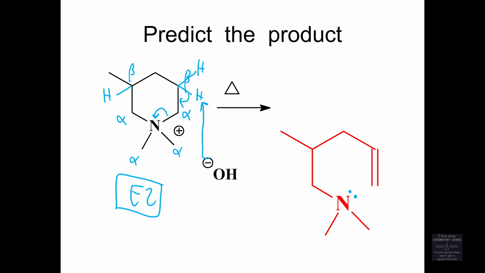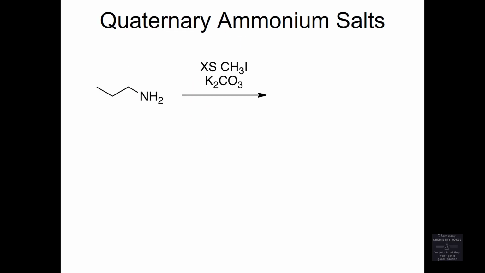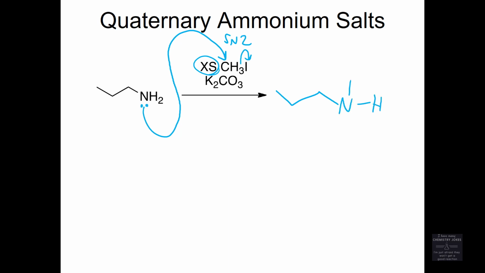This is a quaternary ammonium hydroxide. I think it's important that you know how to make quaternary ammonium hydroxides. If you start with a regular plain amine, that amine can react with excess methyl iodide in an SN2 kind of way. Methyl iodide is a methyl alkyl halide, so that's SN2 and SN2 only. So we get this, where a methyl got added.